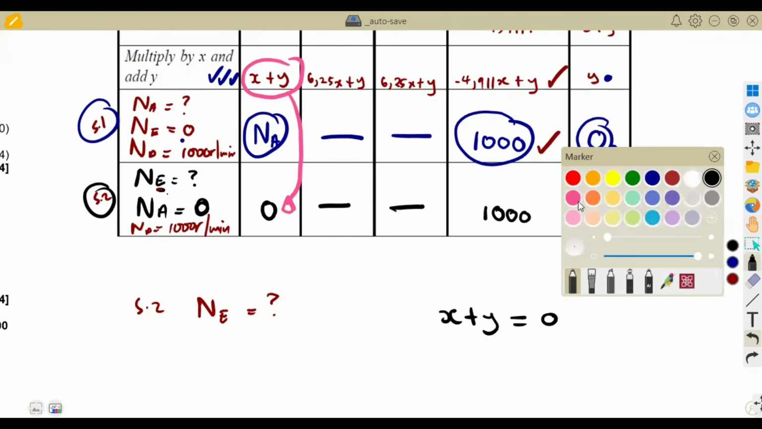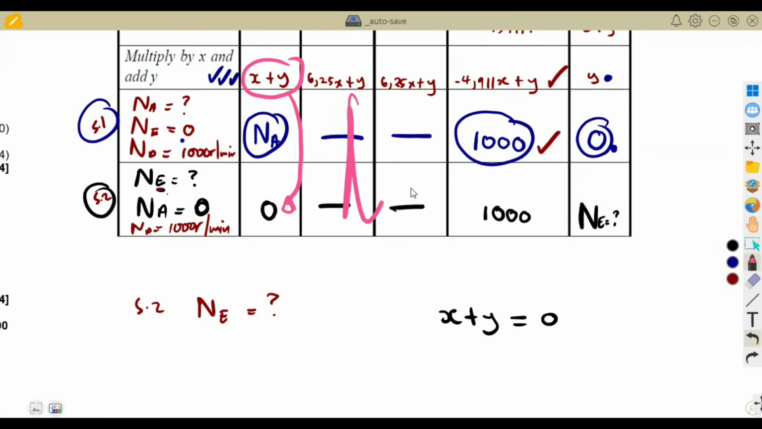You move on to another part of x and y. Here, there's nothing to equate. There's nothing here. So you move on to this one. It must be equal to this. So minus 4,911x plus y is equal to what? To 1,000.